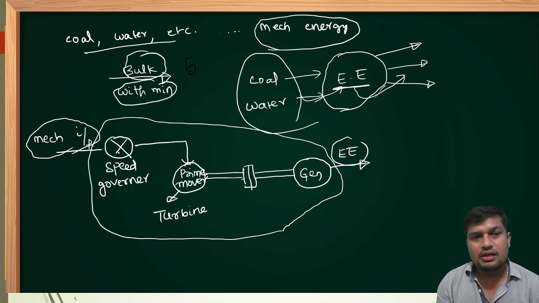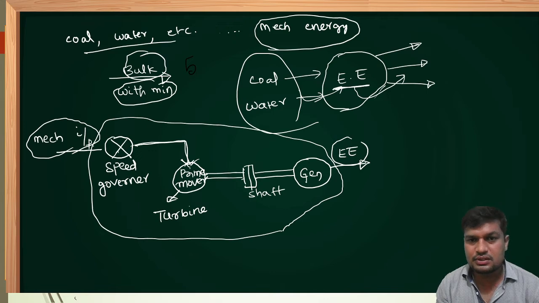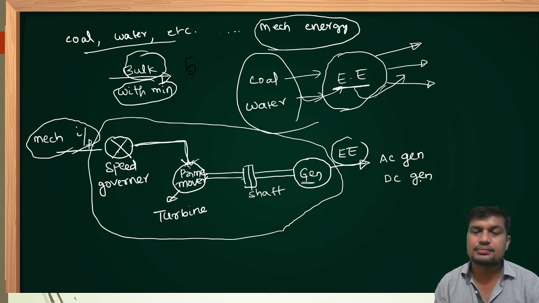The speed governor is going to control the steam input or mechanical input, which is given to the prime mover, also called the turbine, which is mechanically coupled to the shaft. The shaft is connected to the generator. Now the generator is generating power. There are two kinds of generation of power. One is AC generation, the other is DC generation.